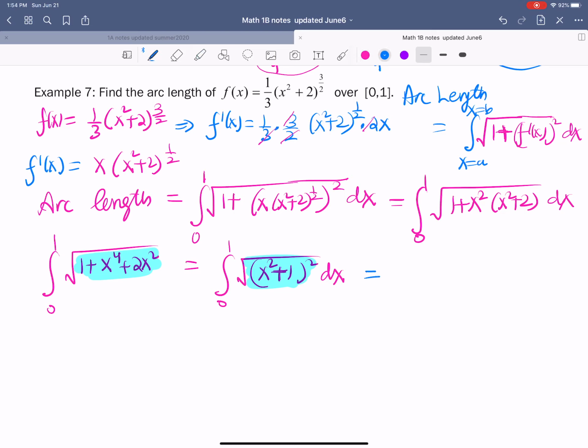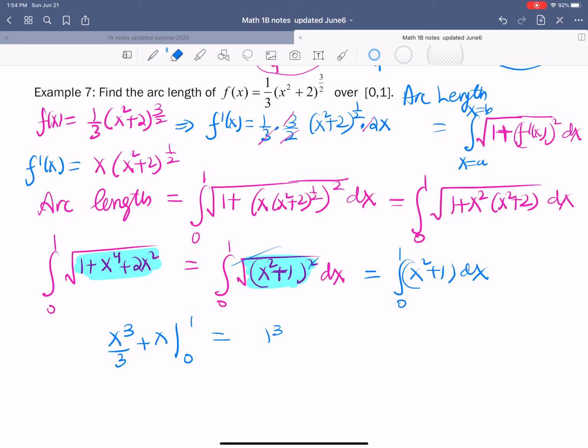Okay, and that turns out to be, square root and square can be cancelled now. So 0 to 1, x squared plus 1 dx. Now that integral is a piece of cake because we can just evaluate the integral of two pieces going from 0 to 1.